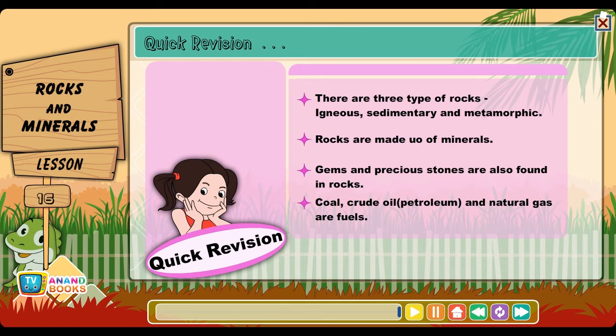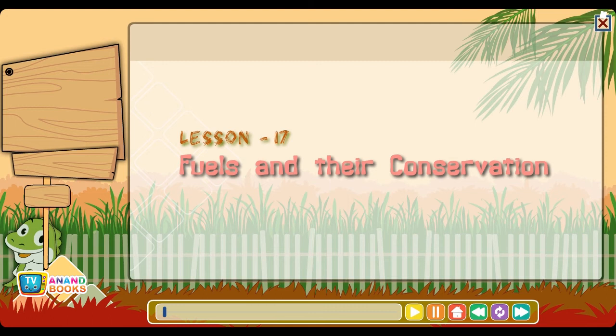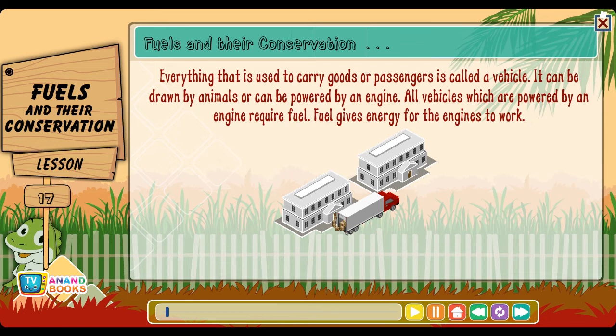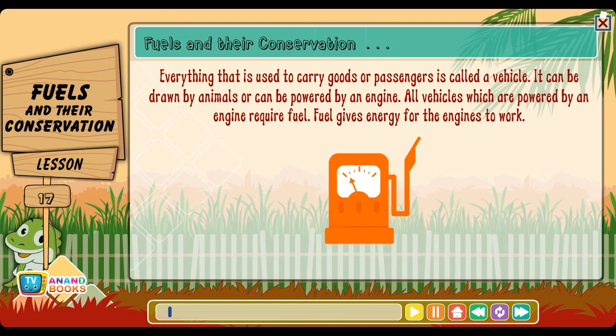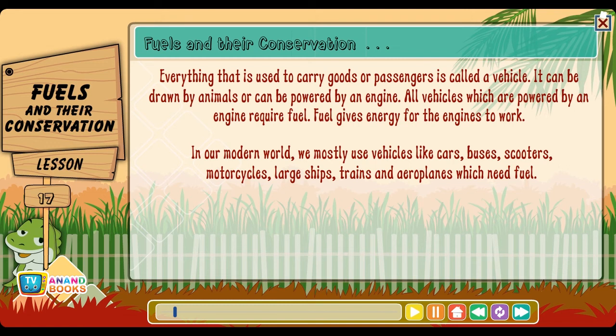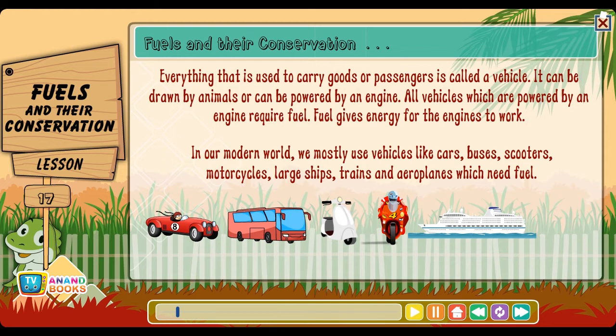Lesson 17. Fuels and their conservation. Everything that is used to carry goods or passengers is called a vehicle. It can be drawn by animals or can be powered by an engine. All vehicles which are powered by an engine require fuel. Fuel gives energy for the engines to work. In our modern world, we mostly use vehicles like cars, buses, scooters, motorcycles, large ships, trains and aeroplanes, which need fuel.